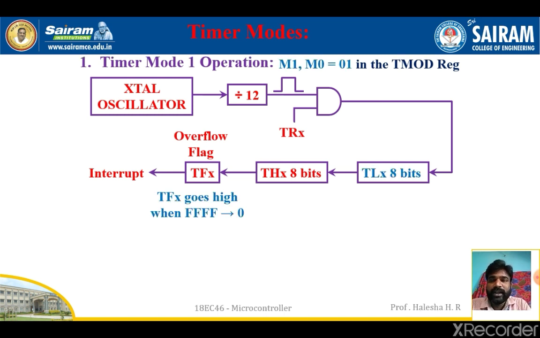Next we'll see timer mode 1 operation. It is very similar to timer mode 0 operation. The only difference is the mode specifier bit values are 01, and in the previous mode 0 operation TLX was 5 bits, here TLX is 8 bits. So the maximum count is FFFFH, and when it becomes 0, the timer flag will be set to 1. When it is set to 1, the timer 1 interrupt will occur.